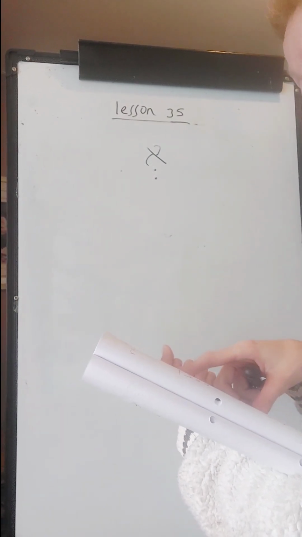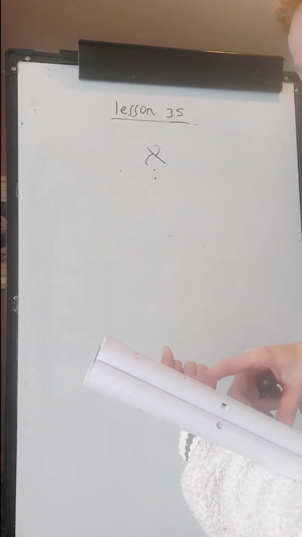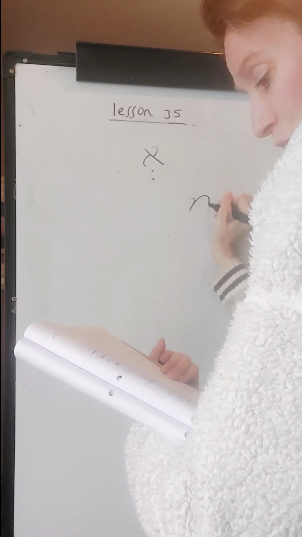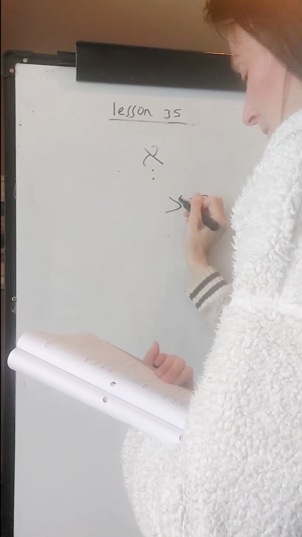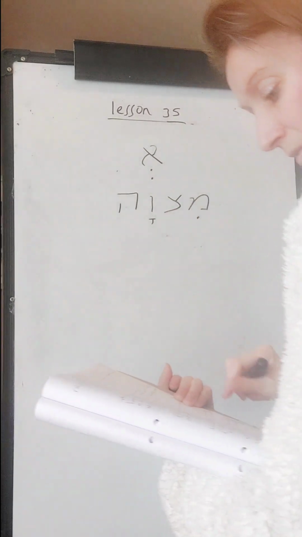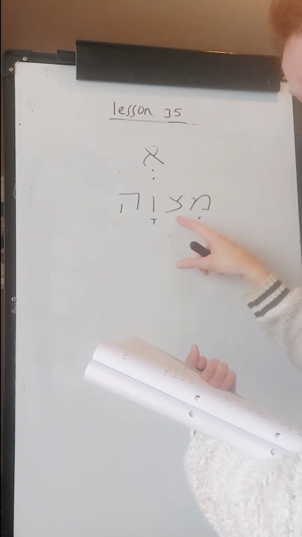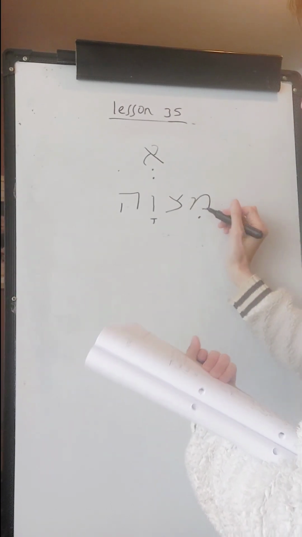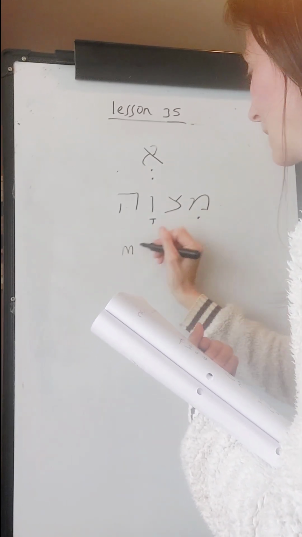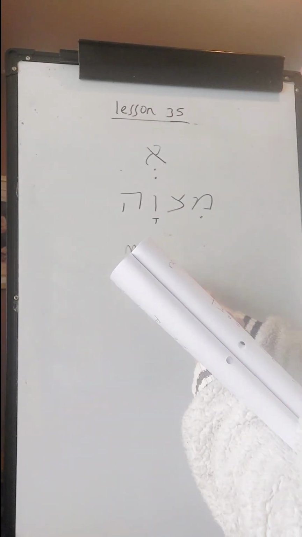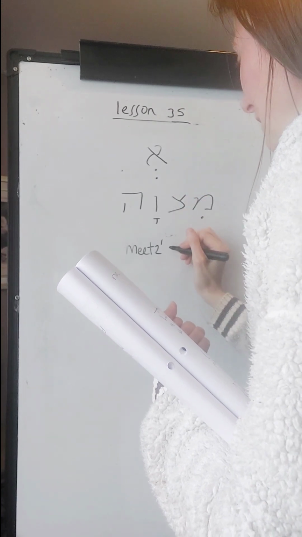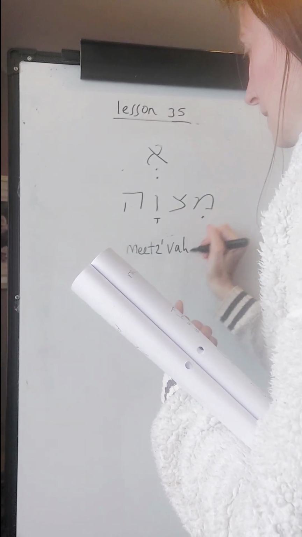So far you have learned that when a consonant didn't have a vowel, it was left empty and you naturally read it correctly. For example, in this word, the tsadi doesn't have a vowel, and you read it naturally. This is the mem, which is m, the I vowel underneath, which sounds as e. Then you went straight to the tsadi, to the vav. The word is mitzvah.